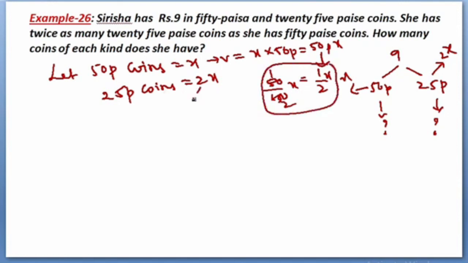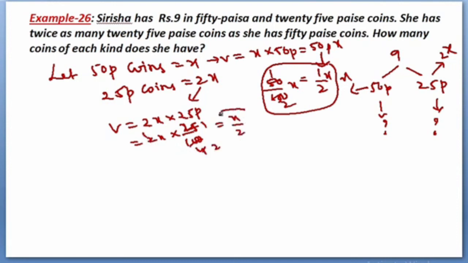Next, the value of the 25 paisa coins. It is 2 times x into 25 paisa, so 2 times x into 25 by 100 rupees. 25 by 100 is 1 by 4, and 2 ones are 2, 2 fours are 4, then it becomes x by 2. So the value of the 25 paisa coins is x by 2.